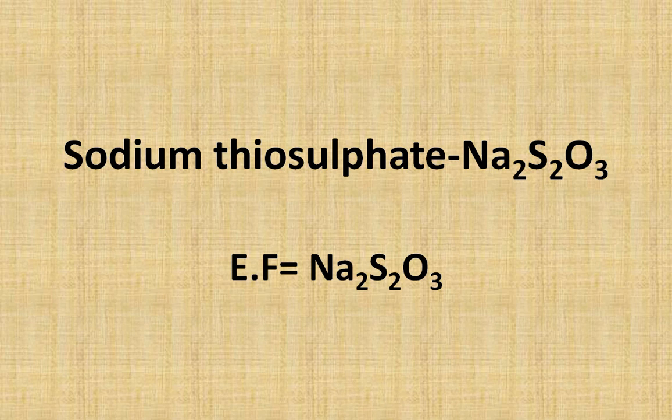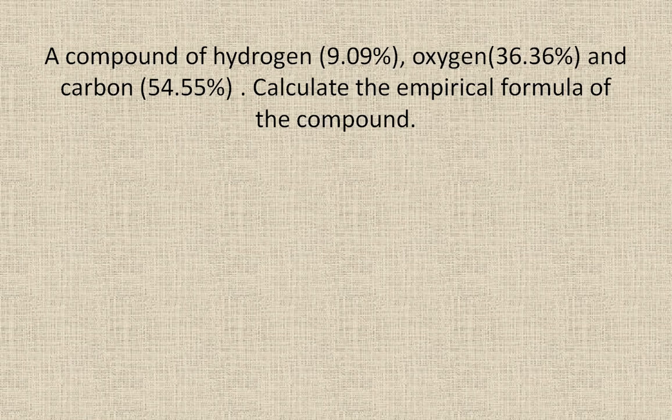In this chapter, we'll discuss how we're going to calculate this empirical and molecular formula. So let's try with an example. A compound is made up of 9.09% hydrogen, 36.36% oxygen and 54.55% carbon. We need to find its empirical formula.